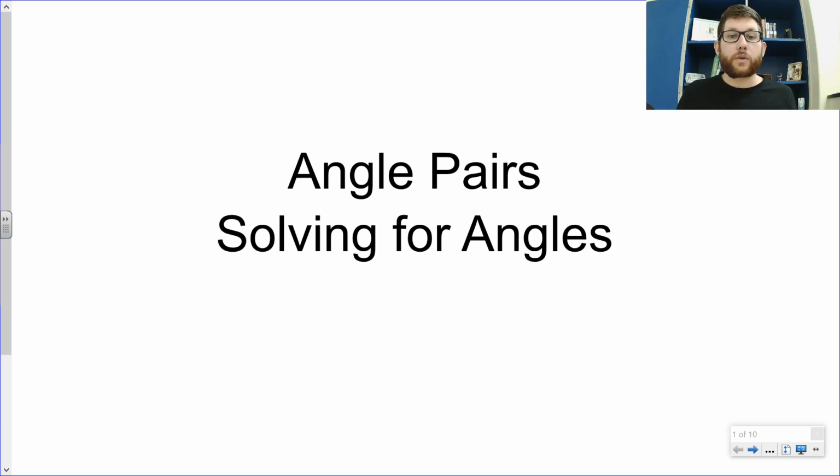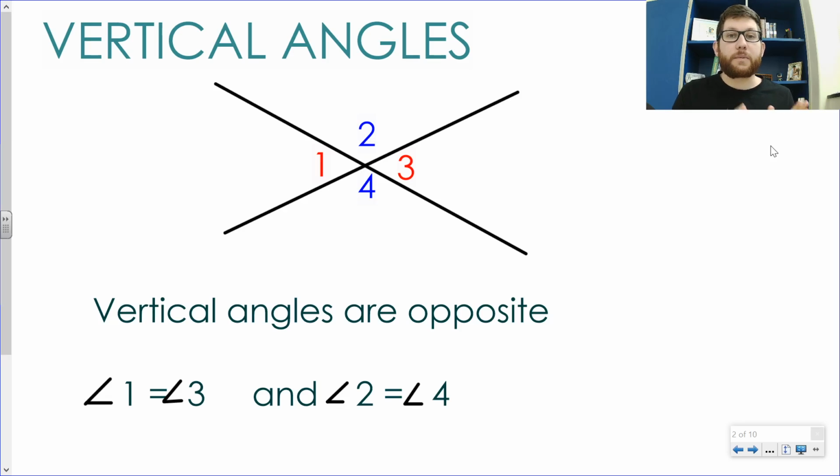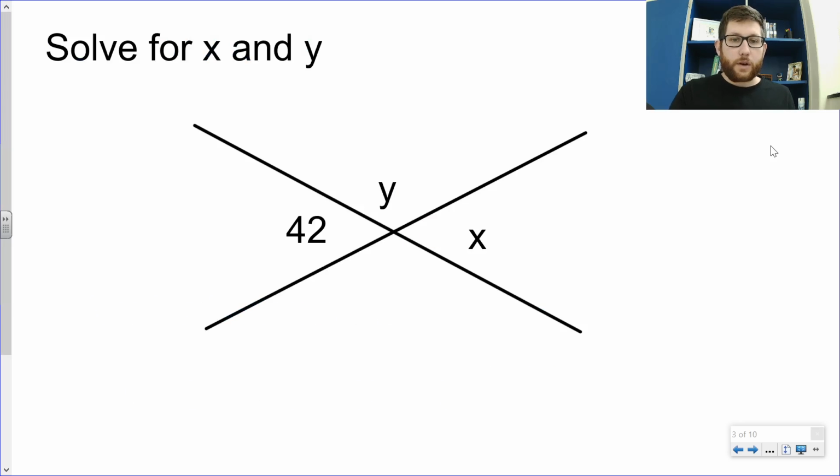In this video, we're going to take a look at angle pairs and not just identify them, but we're actually going to solve for different angles given an angle pair. So let's start where we started last time with vertical angles. Remember, vertical angles are opposite, and they're also congruent. So 1 is equal to 3, 2 is equal to 4. Let's go ahead and take a look at this.